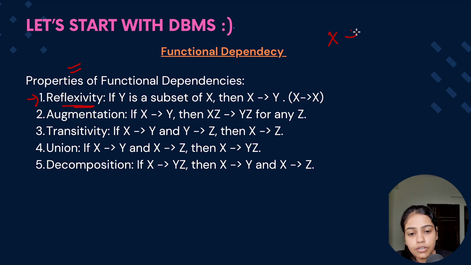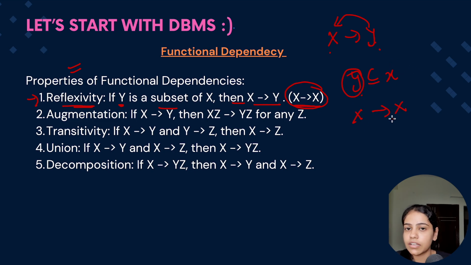So if there are two attributes X and Y, where Y is functionally dependent on X and X determines Y, we can say that if Y is a subset of X, then X determines Y, or X determines X. Now how does X determine X come about? Here I said that Y is a subset of X. So Y always has values which are present in X. So Y will always have the value X. So we can say that X determines X.